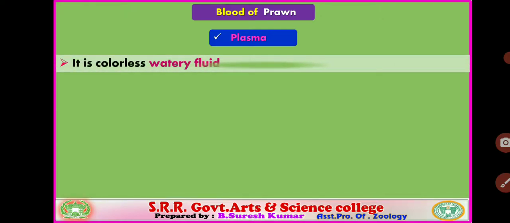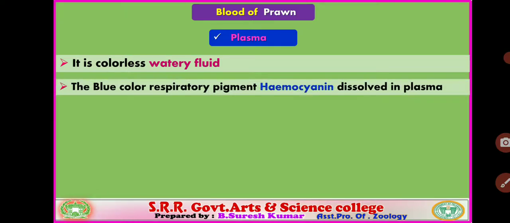What is plasma? It is a liquid state matrix of the blood. It is colorless watery fluid, and the plasma of the blood contains a respiratory pigment, that is hemocyanin. The respiratory pigment hemocyanin is dissolved in the plasma of the blood of prawn.